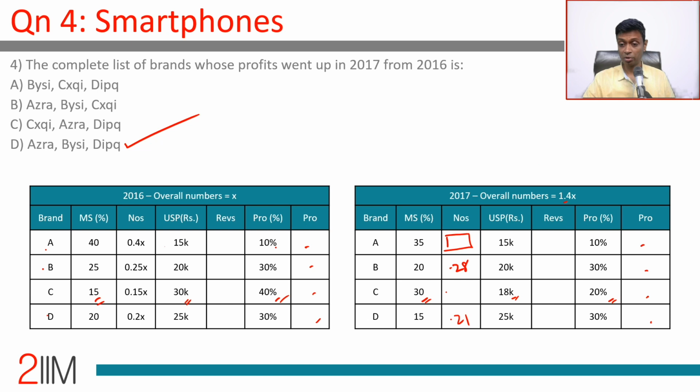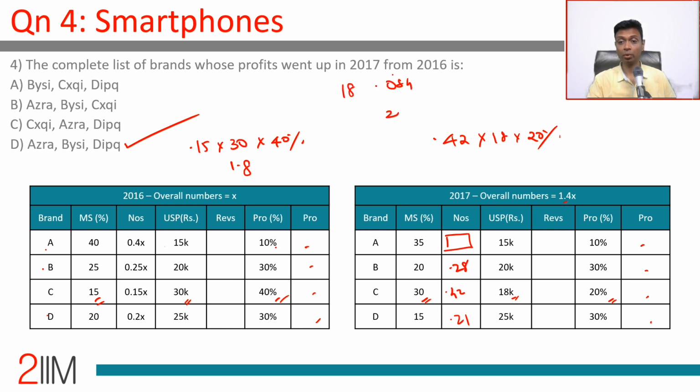Let's verify that. 1.4 times 0.3 is 0.42. 0.42 into 18 into 20% compared to 0.15 into 30 into 40%. I'm going to compare these two. 0.15 into 40% is 0.15 into 0.4, which is 0.06 into 30, which is 1.8. 0.42 into 18 into 20%, or 0.42 into 20% is 0.084. 18 into 0.084, 18 times 4 is 72, 18 times 8 is 144 plus 7, 151. This is 1.8, that is 1.512. So from 2016 to 17, C falls, whereas the other three increase.